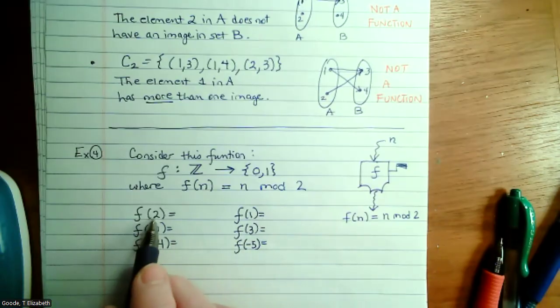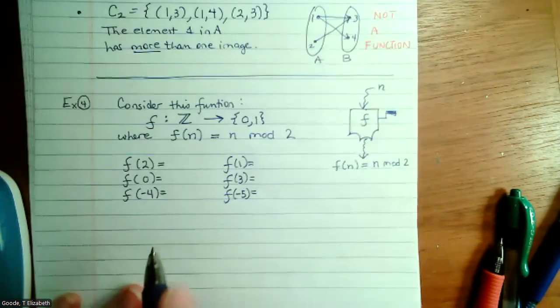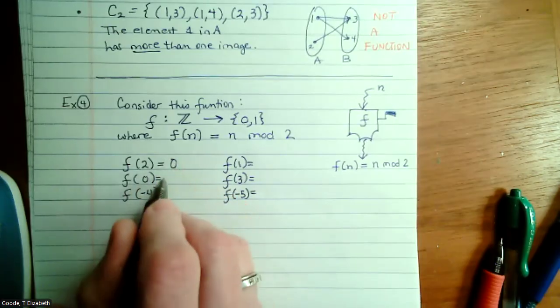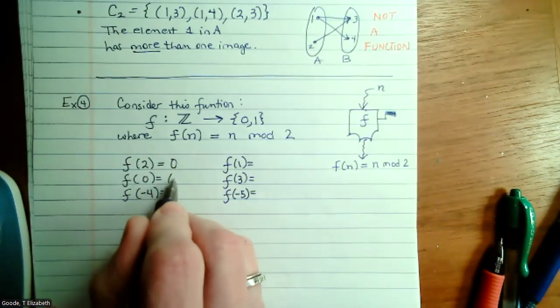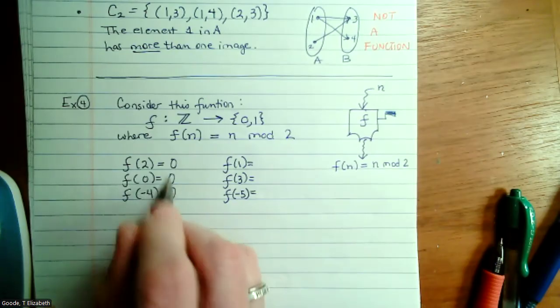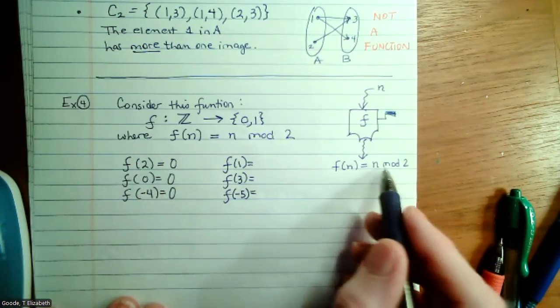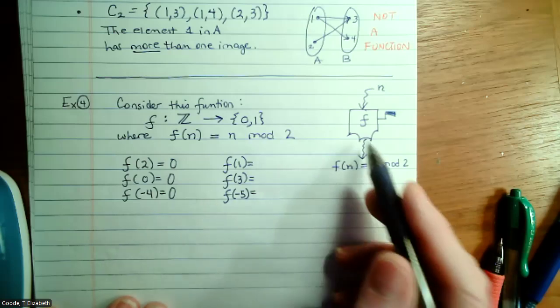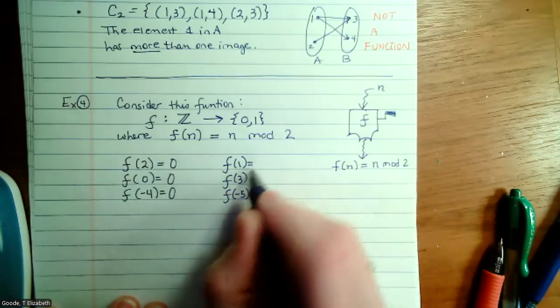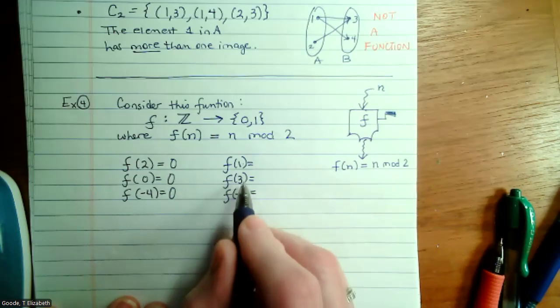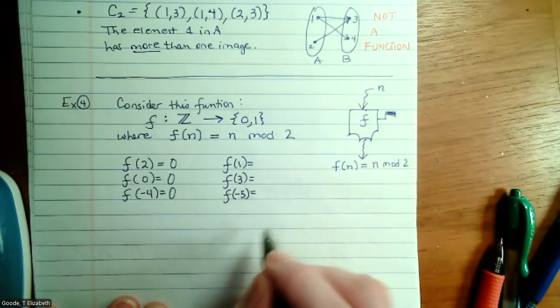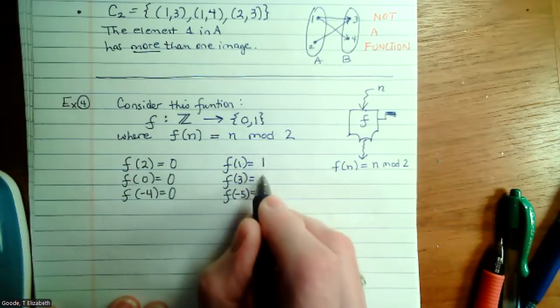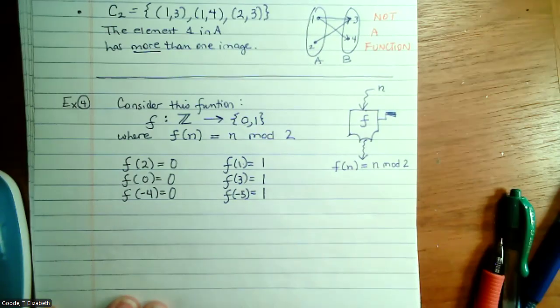What would f of 2 be? 0? Yeah. And what would f of 0 be? That would be 0. Yeah. And all the evens give you a remainder of 0 when you drop them into the mod 2 function. And what would f of 1 and f of 3 and f of -5 be? They'd all be 1? Yes, they would.